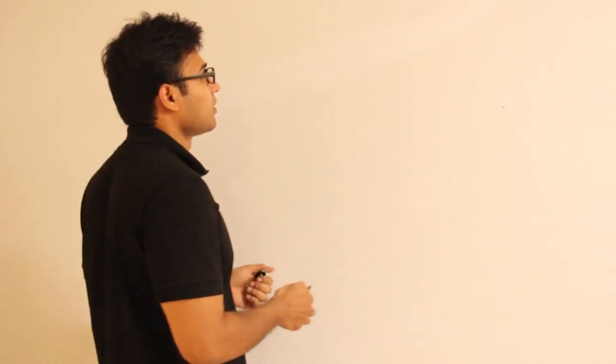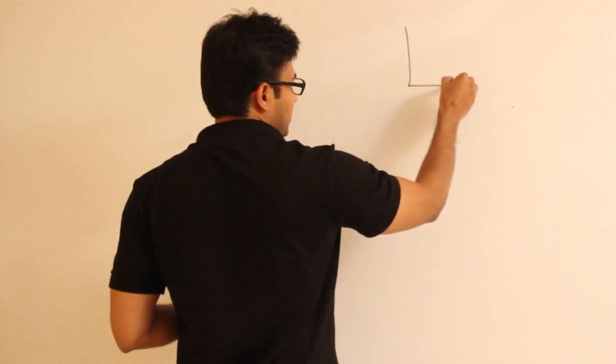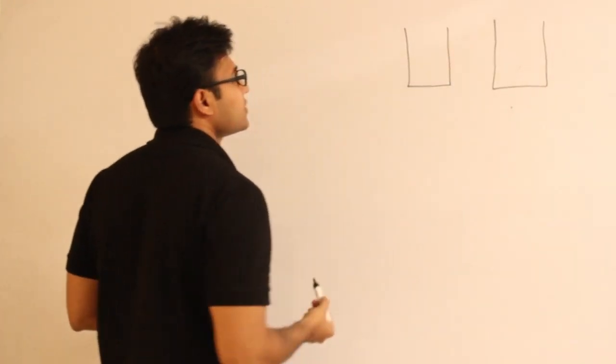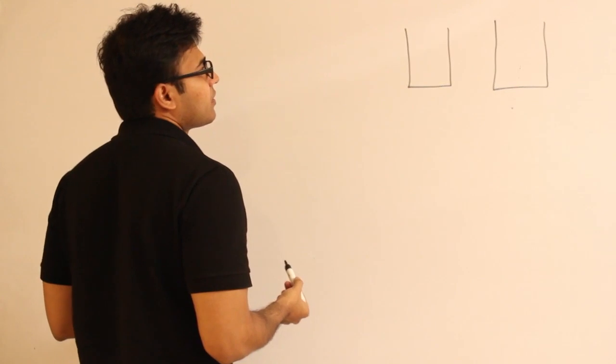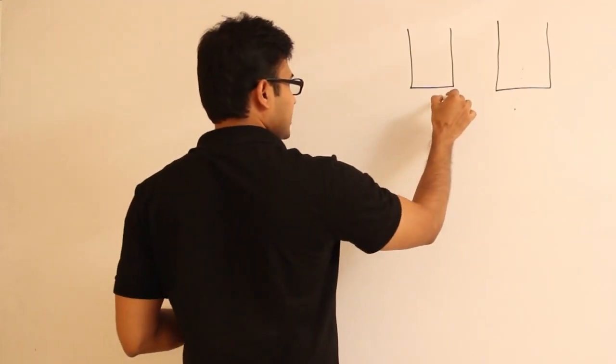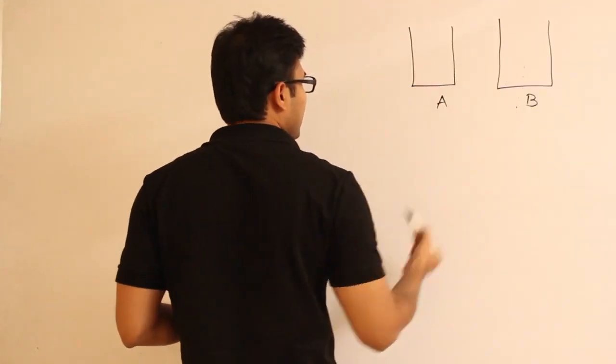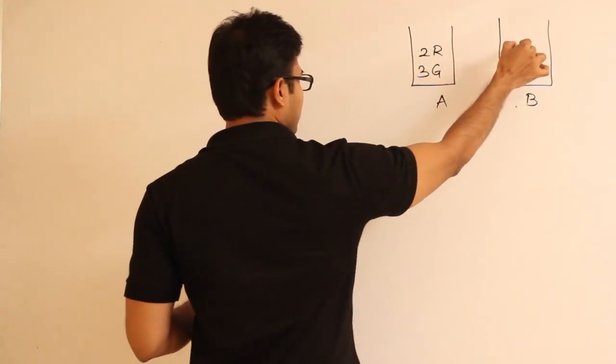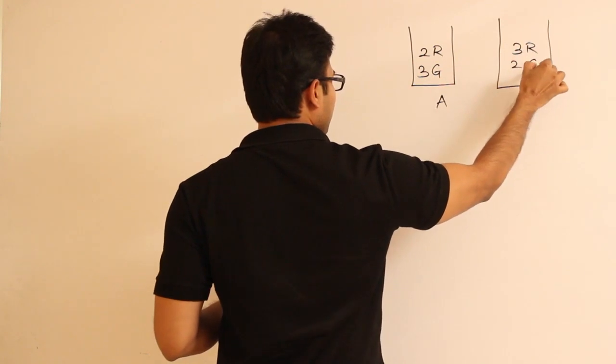Let's see this question. We have already seen this question in total probability. Again we shall see it here. Let us assume that we are having two bags, bag A and bag B. Bag A is containing 2 red balls and 3 green balls, and bag B is containing 3 red balls and 2 green balls.